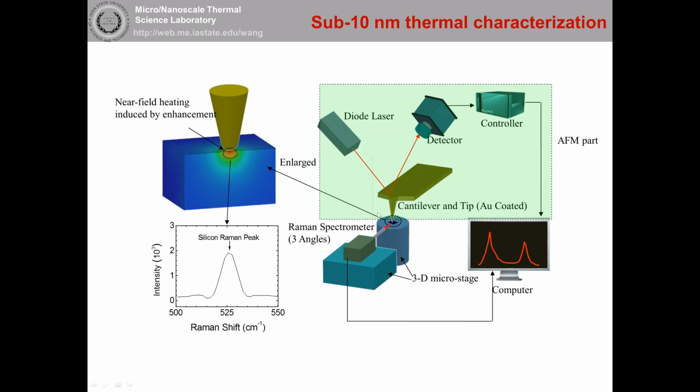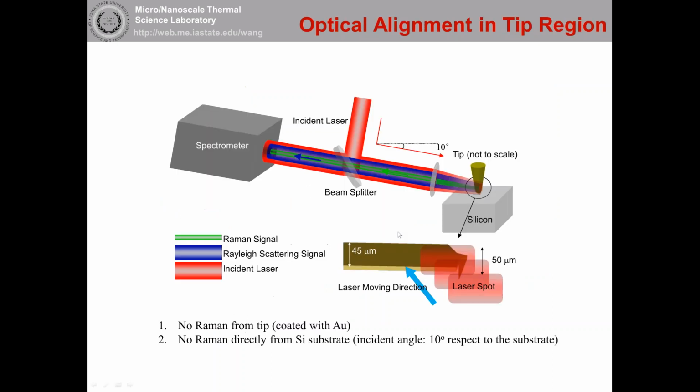So this is the technique. Here we use the free space Raman from B&W Tek, the first Raman we bought, and we use the AFM tip. The Raman spectrometer shoots light to the tip end and also collects the signal from the tip end. For the tip, we want to make sure it does not give any Raman signal, so the tip and cantilever are gold coated, which means they do not give any Raman signal. The signal is only from the substrate, a silicon substrate. So that's the setup of the experiment.